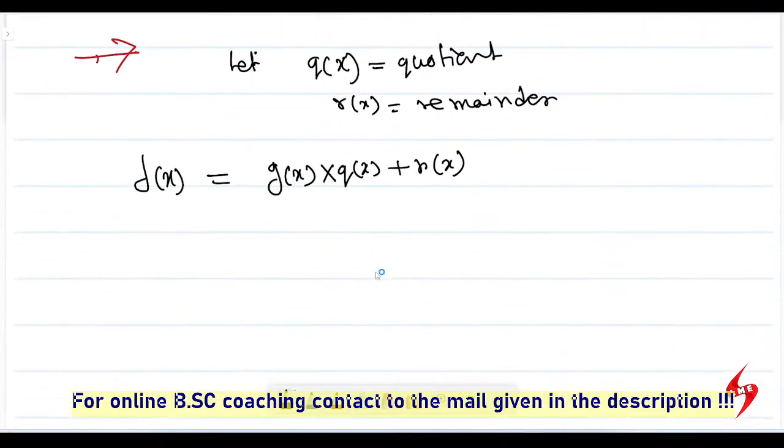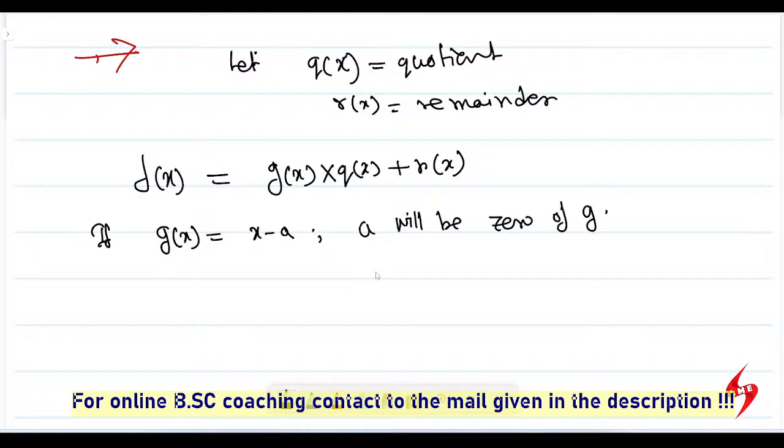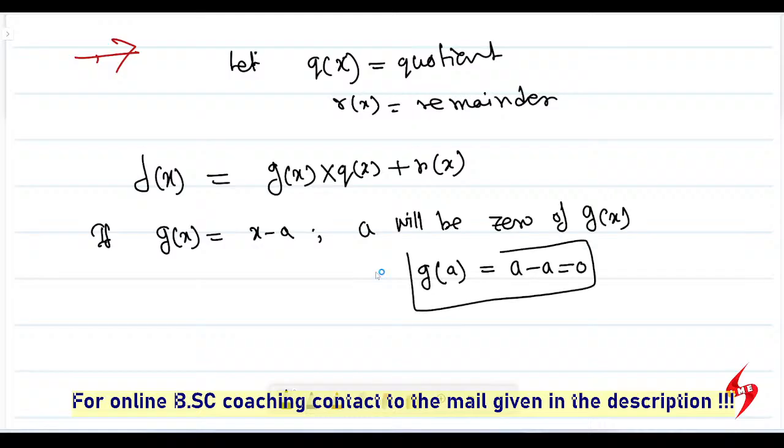Like, if g of x equals x minus a, then definitely a will be the zero of g of x, because if I replace x by a in the g polynomial, then that will be a minus a equals 0. So definitely a is the zero of this function.